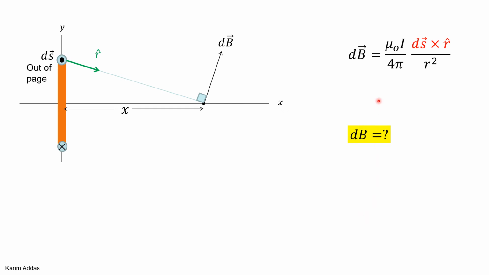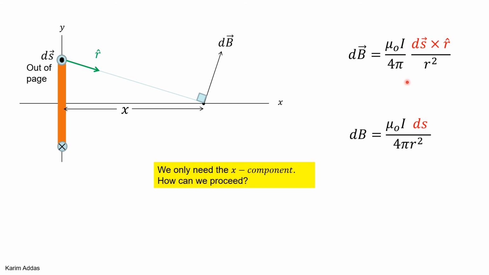So let's first look, what is the magnitude of this magnetic field due to this element of current right here? Well, we know that the magnitude is the magnitude of ds, the magnitude of r hat, which is 1, times sine of the angle between ds and r hat. The angle between ds and r hat is 90 degrees, so sine 90 is 1, so this is all what we get. This is the magnitude of the magnetic field, which is the magnitude of this vector, which is the magnetic field at this point due to this element of current.